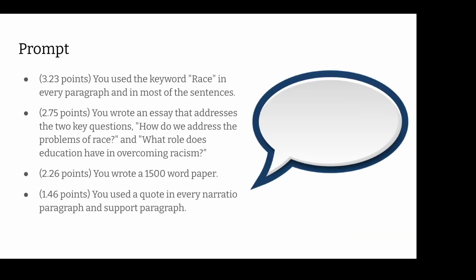All right, and we come to now understanding how the prompt works. Now you use the keyword race in every paragraph and in most of the sentences. So this is really important. It's going to help unify your paper. Next, you wrote an essay that addresses the 2 key questions. How do we address the problems of race? And what role does education have in overcoming racism?